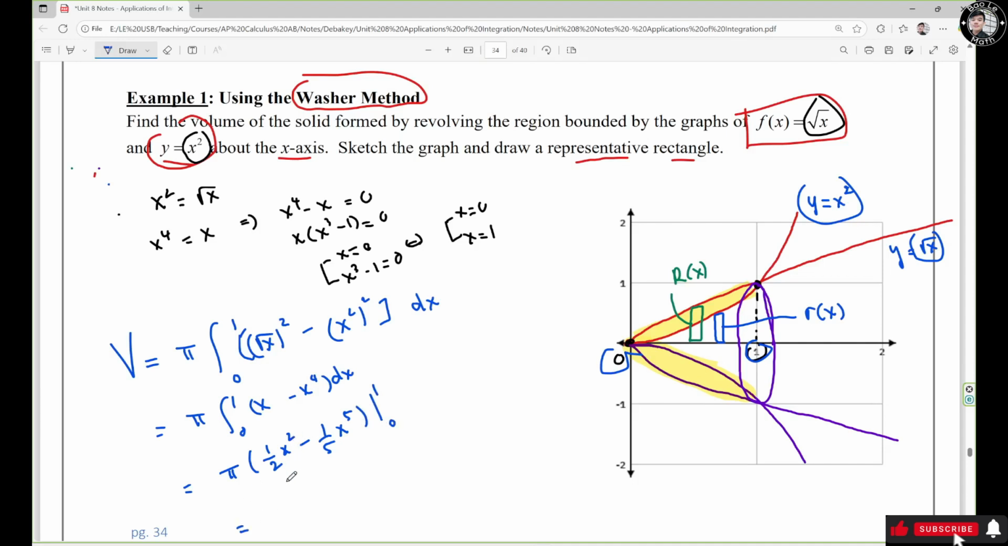Now substitute 1 for s, and it's going to be pi times 1/2 minus 1/5. Substitute 0 for s, and it's going to be 0. So the answer is 3 pi over 10.